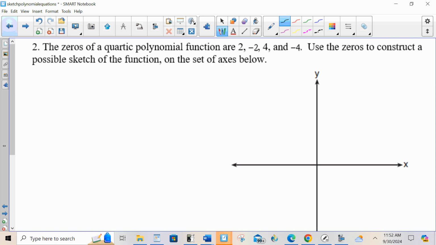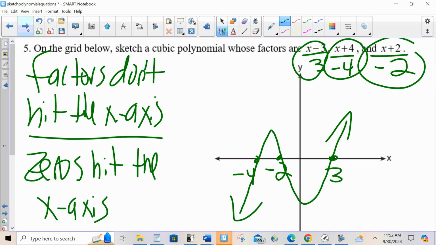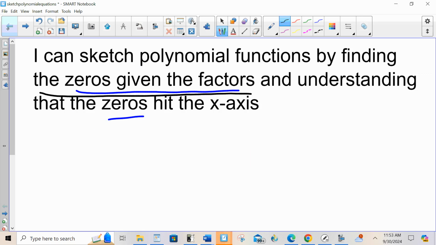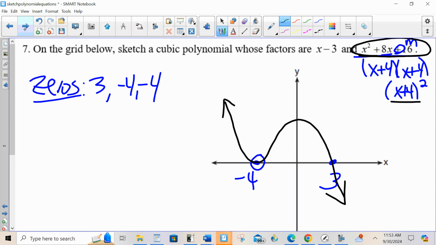Practice this. It is an important topic, and it's related to a lot of the other lessons. I can sketch polynomial functions by finding the zeros given the factors. So again, what that means is if x minus 3 is a factor, you need to know that 3 is a 0. You're changing the sign. And knowing that the zeros are what hit the x-axis, not the factors. And again, understand single roots and double roots. And if they give you a trinomial factor, factor it. Practice. See ya.